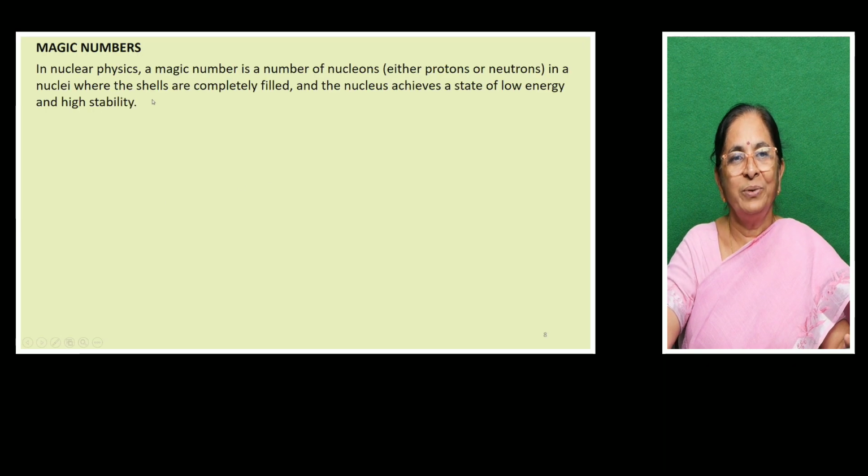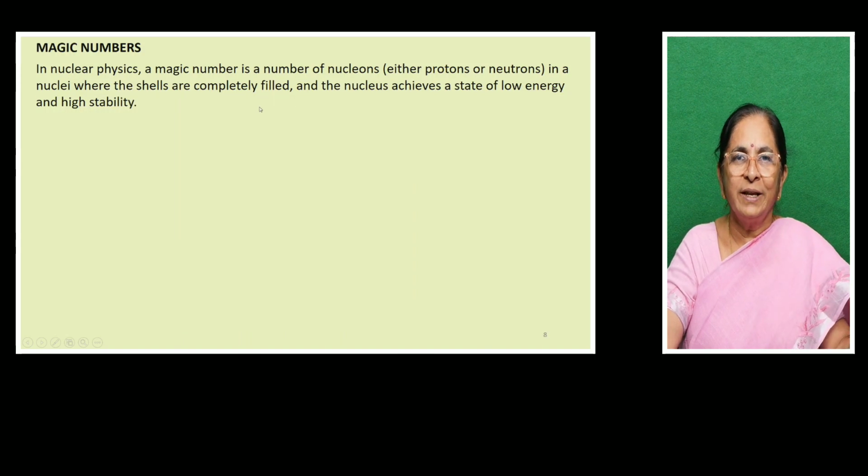These are numbers that represent some nuclei whose nucleon number is equal to a magic number. What is that? Let us say, in nuclear physics, a magic number is a number of nucleons in a nucleus where the shells are completely filled: the first shell, second shell, third shell.